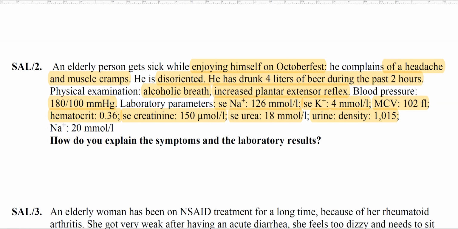Now let's see. First of all, let's go back to this patient who drinks a lot, about 4 liters of beer per 2 hours. How much beer can you drink per hour? You can drink water if you wish. So how much water can the kidney excrete?